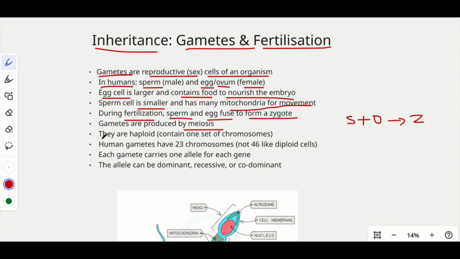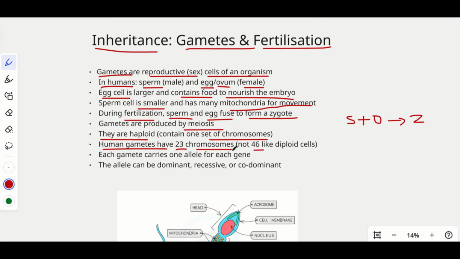So they are haploid, right? They contain one set of chromosomes. Human gametes have 23 chromosomes, right? It's not 46 like the diploid cell. If it were 46, the baby would get 46 from the mother and 46 from the father, so the chromosome number would be different, right? We don't want that. That is why we have the process called meiosis. So a human gamete will only have 23 chromosomes.